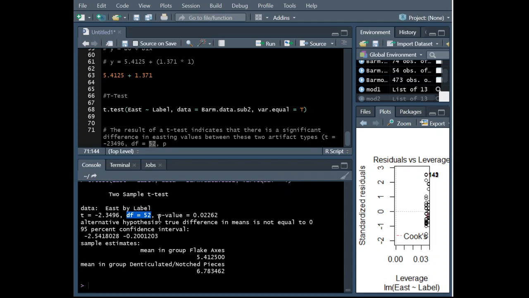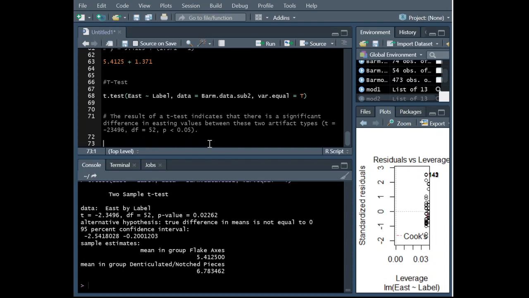Again, if you're still not clear on that, it's okay. Just know that you need to report it. Report your t-value, report your degrees of freedom. And because our p-value is 0.02, that's significant. And it's significant at the 0.05 level. And so that is how you would report the results of this t-test, of this linear model on these two groups of data. The result of a t-test indicates that there is a significant difference in Easting values between these two artifact types. The t value, the degrees of freedom, and your p value at the significance threshold that's most relevant for it.